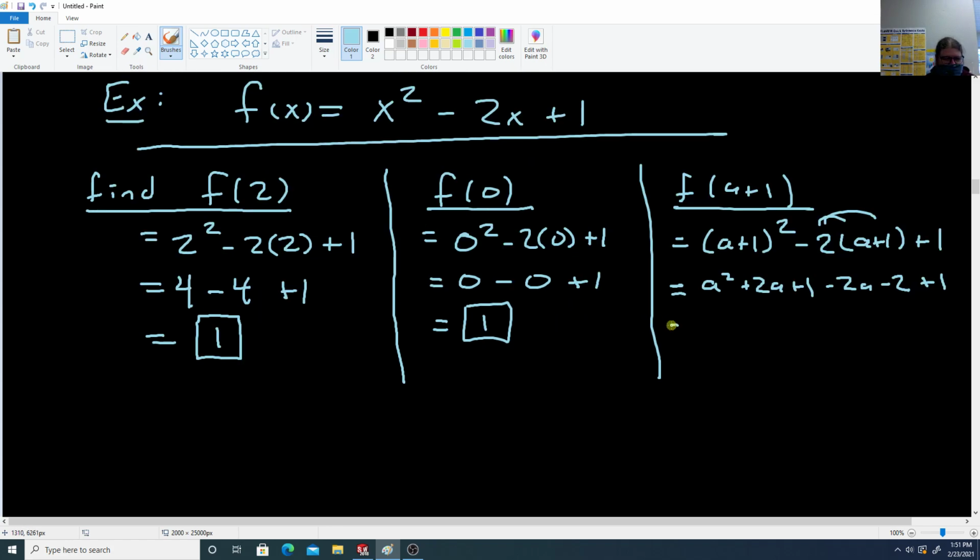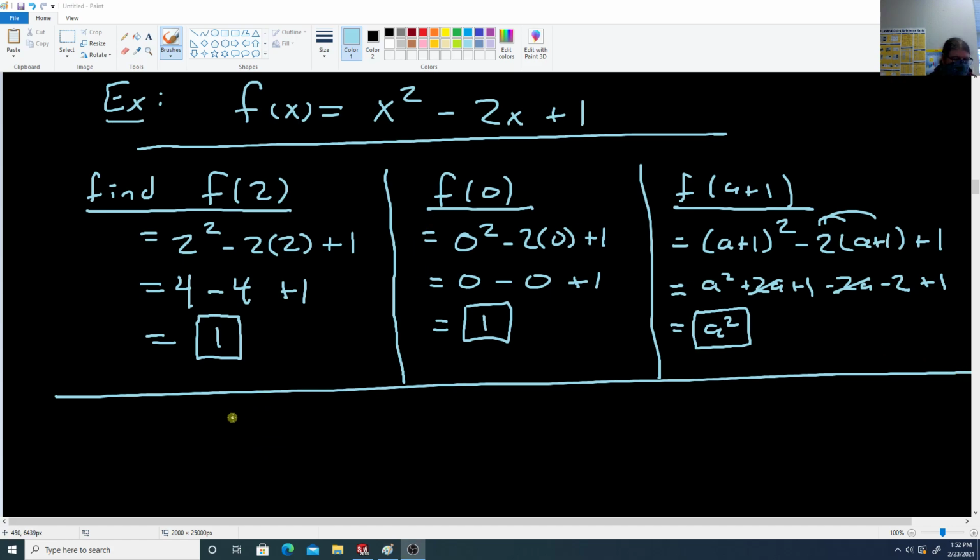So when we total that up, we get a squared. The positive 2a and the negative 2a cancel. And 1 plus 1 minus 2 ends up being just a squared. Normally it's possible to end up with a squared, and maybe if the a terms don't cancel out, you have a plus 3a plus some other number. But in this case, everything canceled out except for the a squared term.